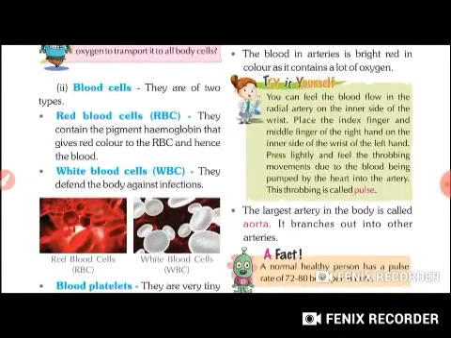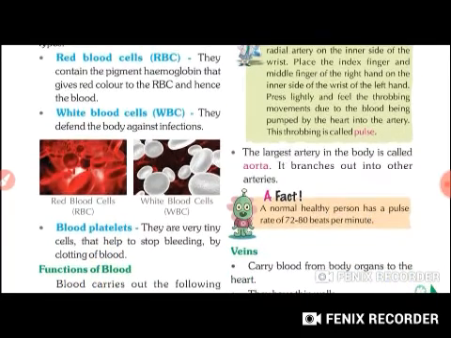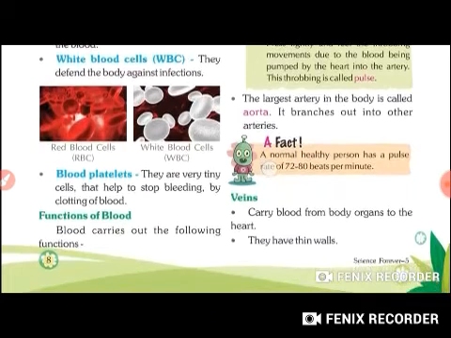Number 1, red blood cells. They contain the pigment hemoglobin that gives red color to the RBC and hence the blood. Number 2, white blood cells. They defend the body against infection. Third one is blood platelets.